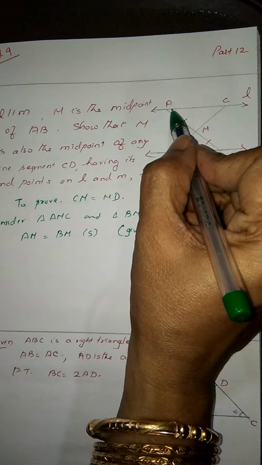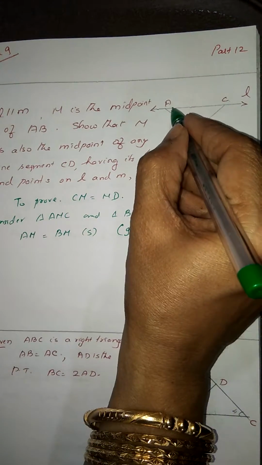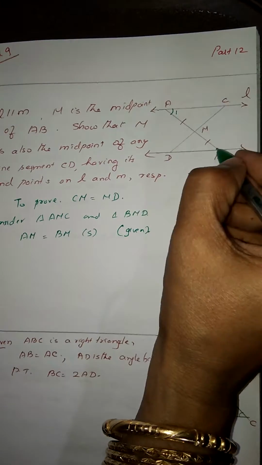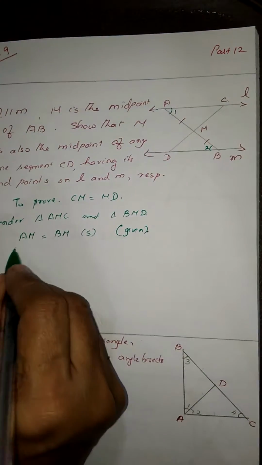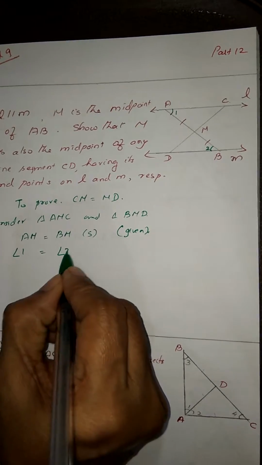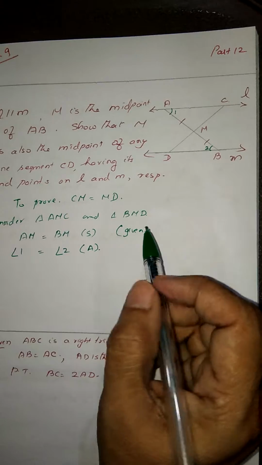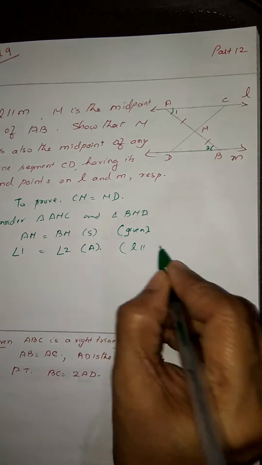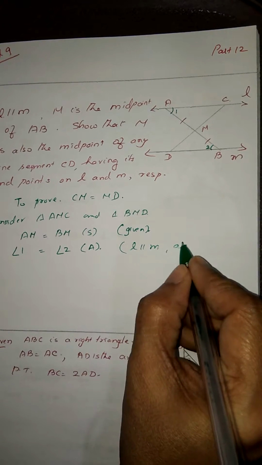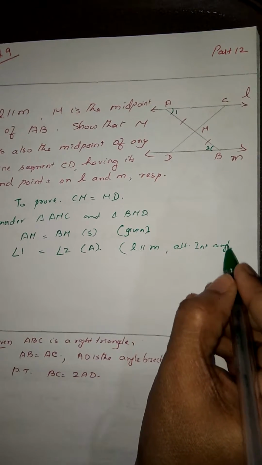So we can say this angle and these two angles are alternate interior angles. I'll give this angle as angle 1 and this as angle 2. So angle 1 is equal to angle 2, because L is parallel to M, alternate interior angles.